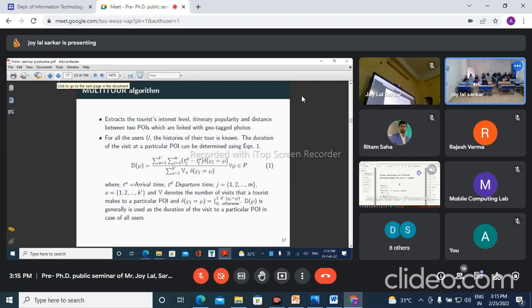And you can see that these two factors are considered: D means departure time and the other is arrival time. Suppose my arrival time is morning 9 to 10 and my departure time is 4 p.m. Now you can calculate the time in between, so accordingly you can find the interest. It does not depend on a single day, it should be multiple days.